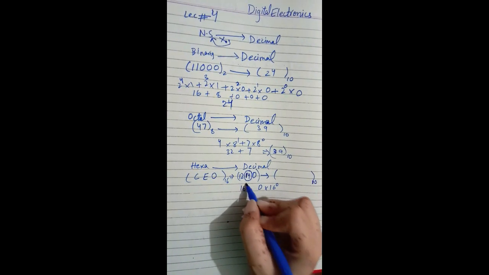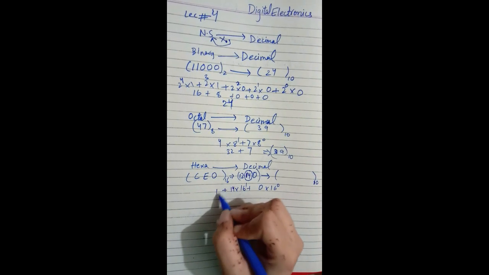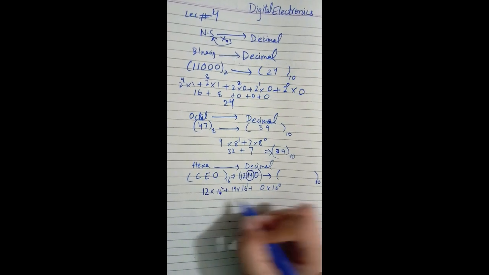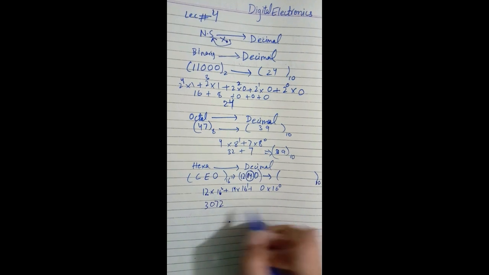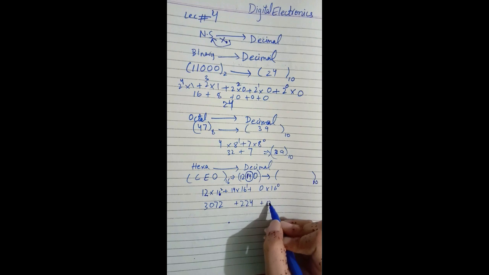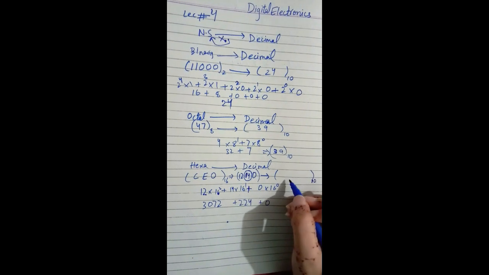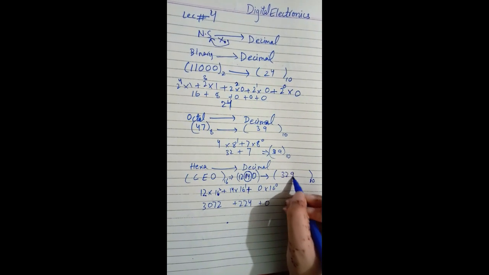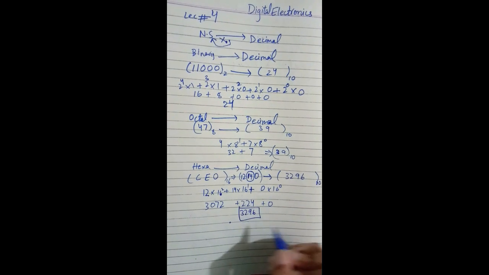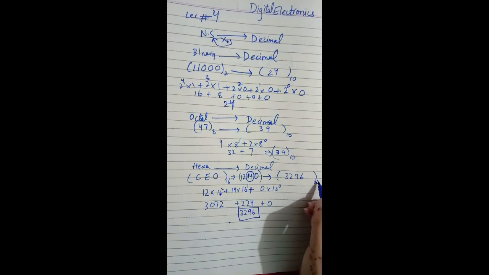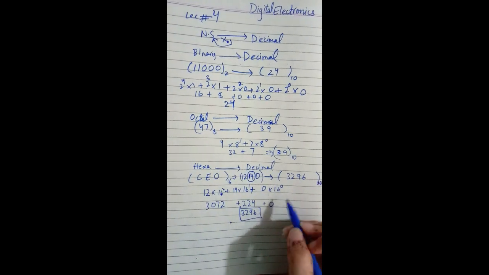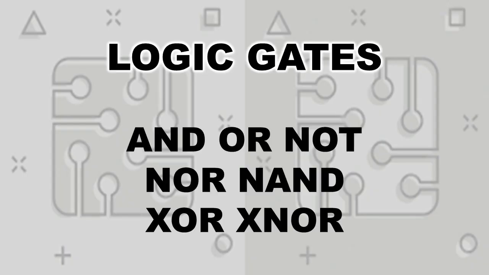So plus 16 raised to power 1 multiplied by 14, plus 16 raised to power 2 multiplied by 12. This is 3072. You can use the calculator for this multiplication. We have a 0. So our final answer is 3296. Sorry, in decimal we have 3296. We are going from hexa to decimal.